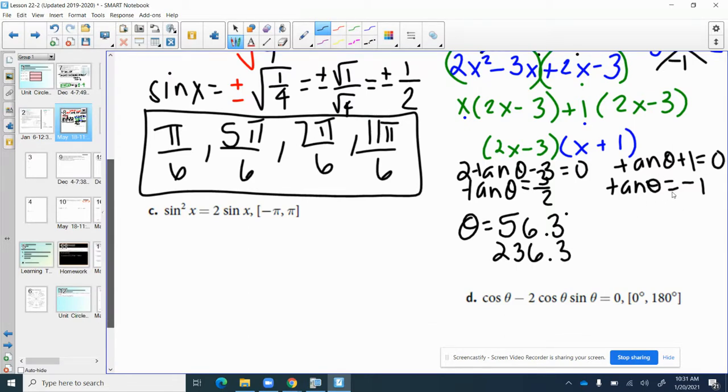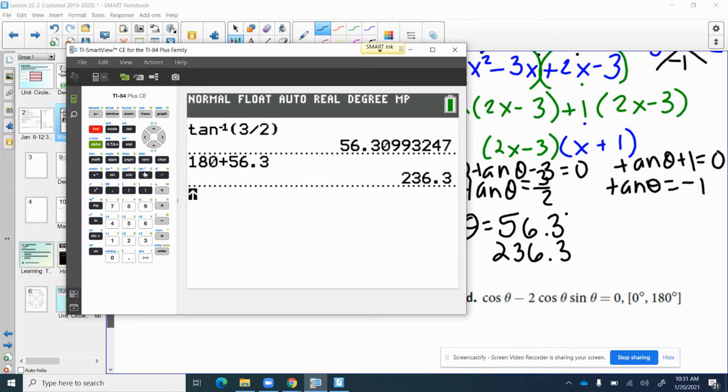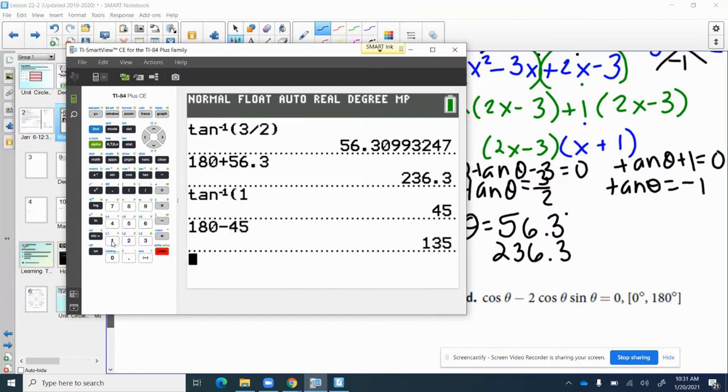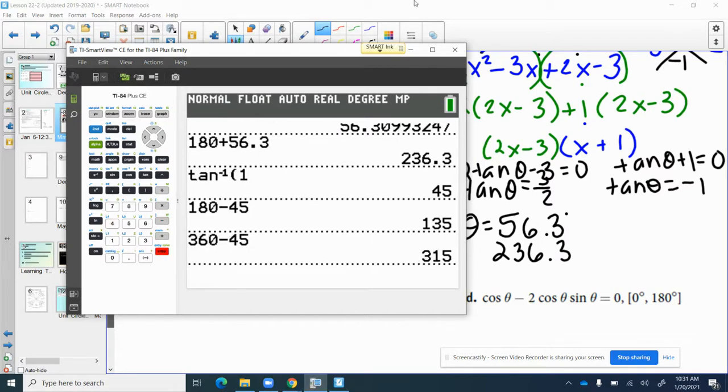Now, tangent being negative 1 is going to happen in quadrants 2 and 4. And that actually is a value from our unit circle, but in case you forgot, we know that we have 45 degrees as the reference angle. And again, we want quadrants 2 and 4 where it's actually negative. So that's going to occur at 135 degrees. And then 360 minus 45 would be 315.